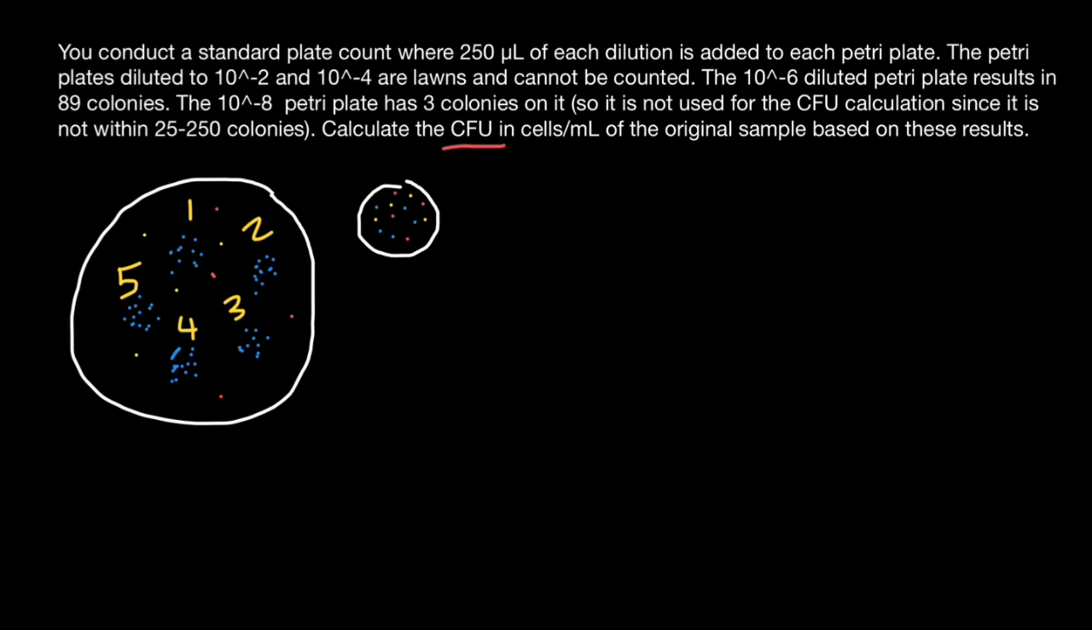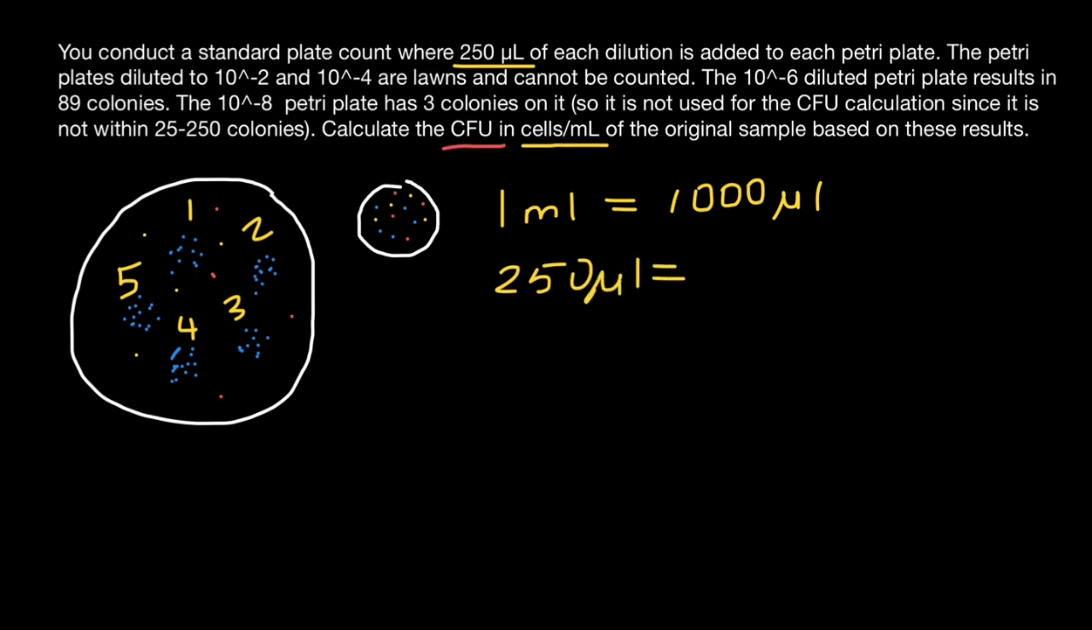Now take a look. We have to give an answer as cells per milliliter, but we start with 250 microliters. 1 milliliter equals 1000 microliters. Actually, 250 microliters in milliliters is going to be 1/4 of a milliliter.